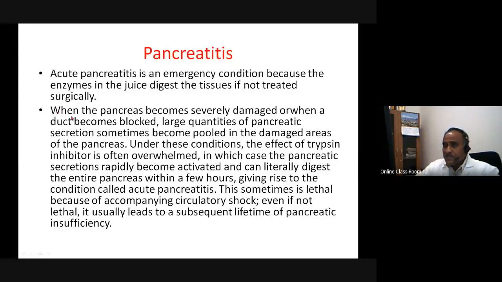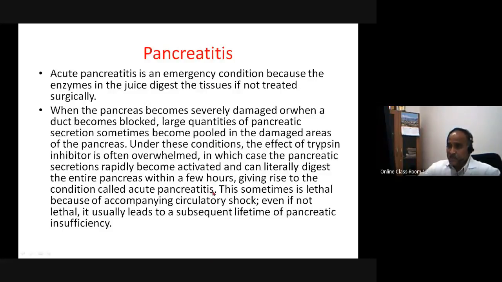Now just try to see that when the pancreas becomes severely damaged, or when a pancreatic duct becomes blocked, large quantities of pancreatic secretion sometimes become pooled in the damaged area of the pancreas. Under these circumstances, the effect of trypsin inhibitor is often overwhelmed, and it is not able to prevent the action of trypsin. The pancreatic secretions rapidly become activated and literally digest the entire pancreas, and the surrounding tissue, within a few hours, giving rise to the condition called acute pancreatitis. A very severe condition.